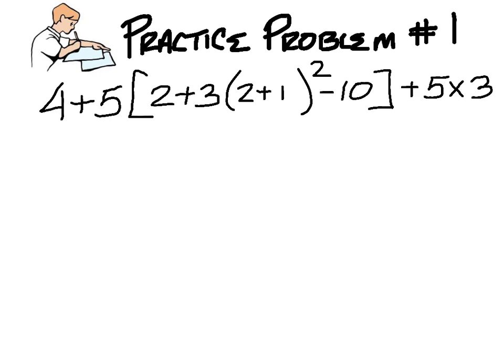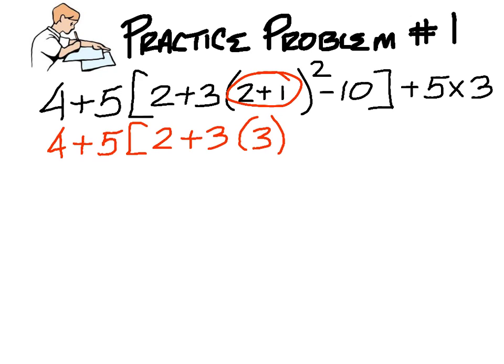On the practice problem here, you're going to go to the brackets first, and then inside the brackets go to the parentheses and do this. 2 plus 1. So 2 plus 1 is going to give me 3. And keep everything else the same with the exception of this. We can make that a 15 now.